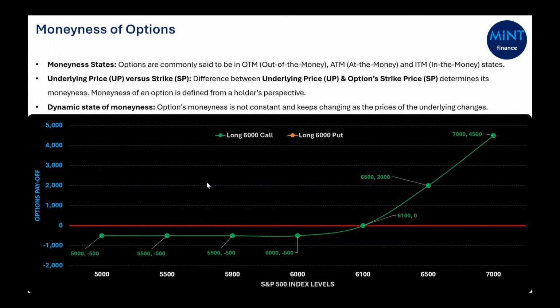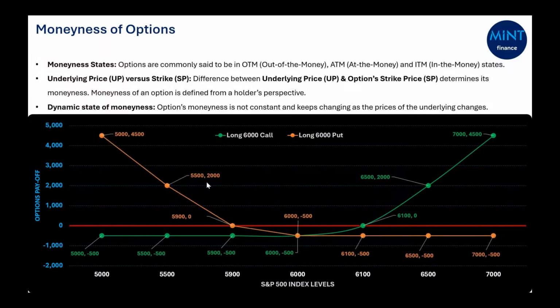By the same token, the payoff for a long 6,000 put would be represented by the orange line. Here again, it's a put option, by the way. So this makes money when the underlying market falls or loses value. So the index drops from 6,000 to 5,500. As you can see, the option is paying off $2,000. Is that in the money? Yes, at that juncture, it is in the money.